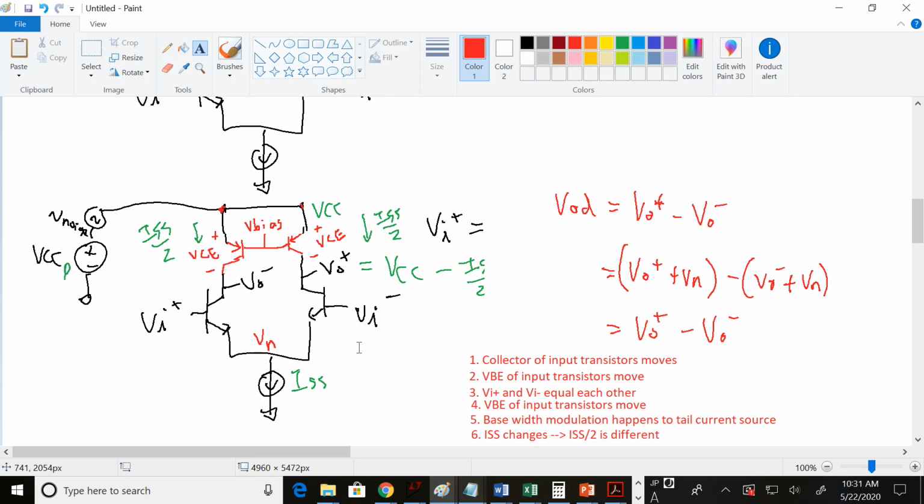I'm not satisfied now that I've done this description. I'll try to add something to that a little bit later, but I need to move on with the day. I'll come back to this, but it is base width modulation that makes this not quite zero.